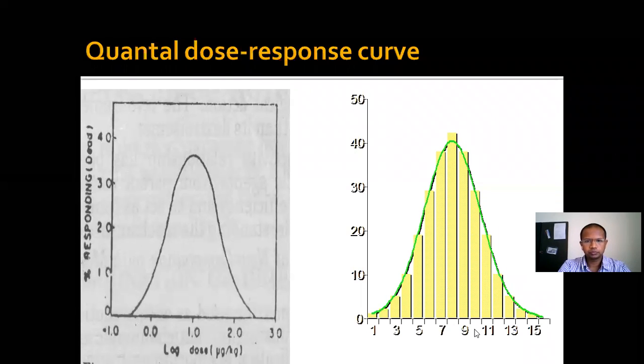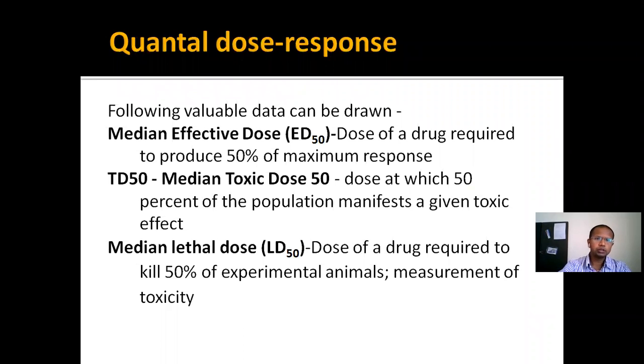So the following valuable data can be drawn. The median effective dose: the dose of the drug required to produce 50% of maximum response. Then the median toxic dose, that means the dose which will produce toxicity in at least 50%. The median lethal dose: the dose of the drug required to kill 50% of the experimental animals. So these are all the things which can be derived from these quantal dose response curves.